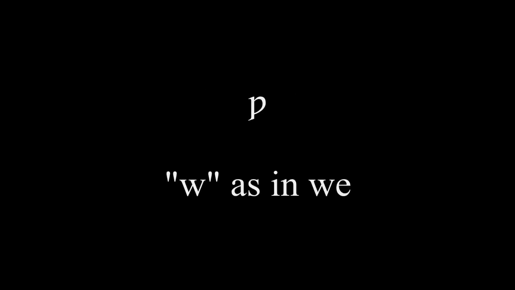Next there is win, which is W. It looks like a sort of extended P with an extended loop going down. That comes from the runic alphabet that was used to spell English before the Latin alphabet was introduced.